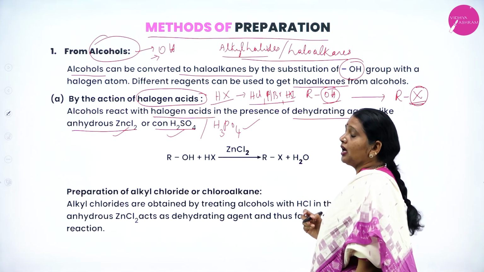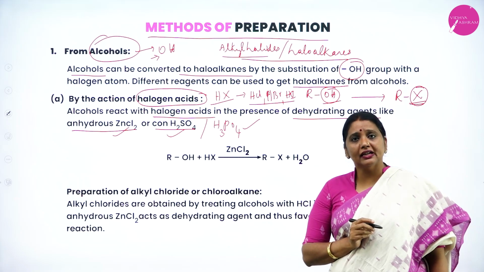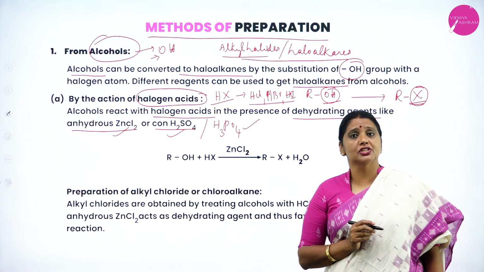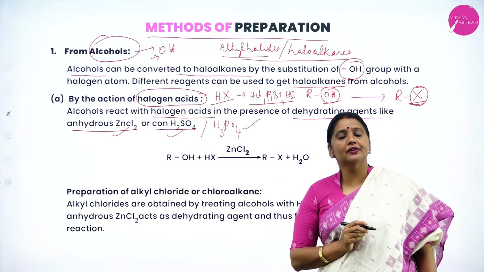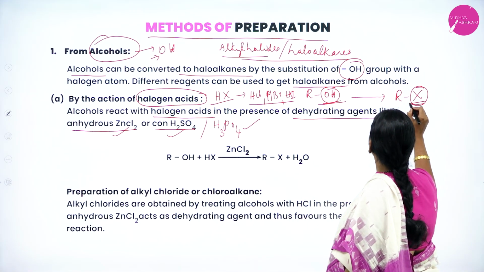So, how do you convert alcohols into alkyl halides? What's the general formula of alcohol? The general formula of alcohol is ROH. How do you convert alcohol into alkyl halide? By replacing the OH group of alcohol by X.